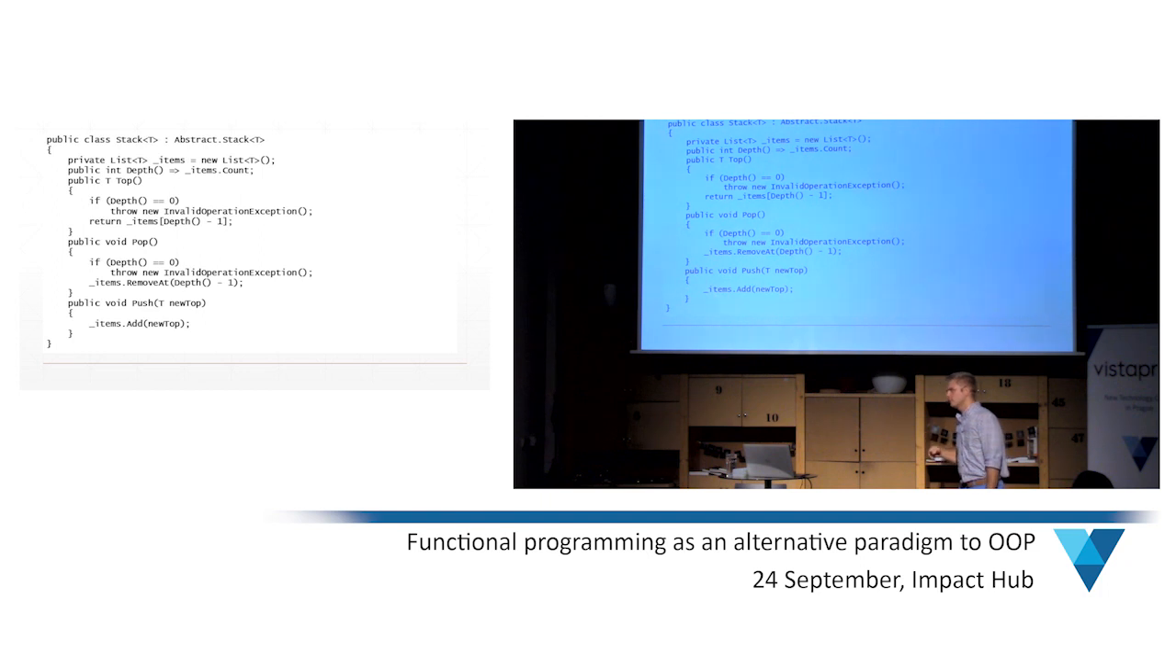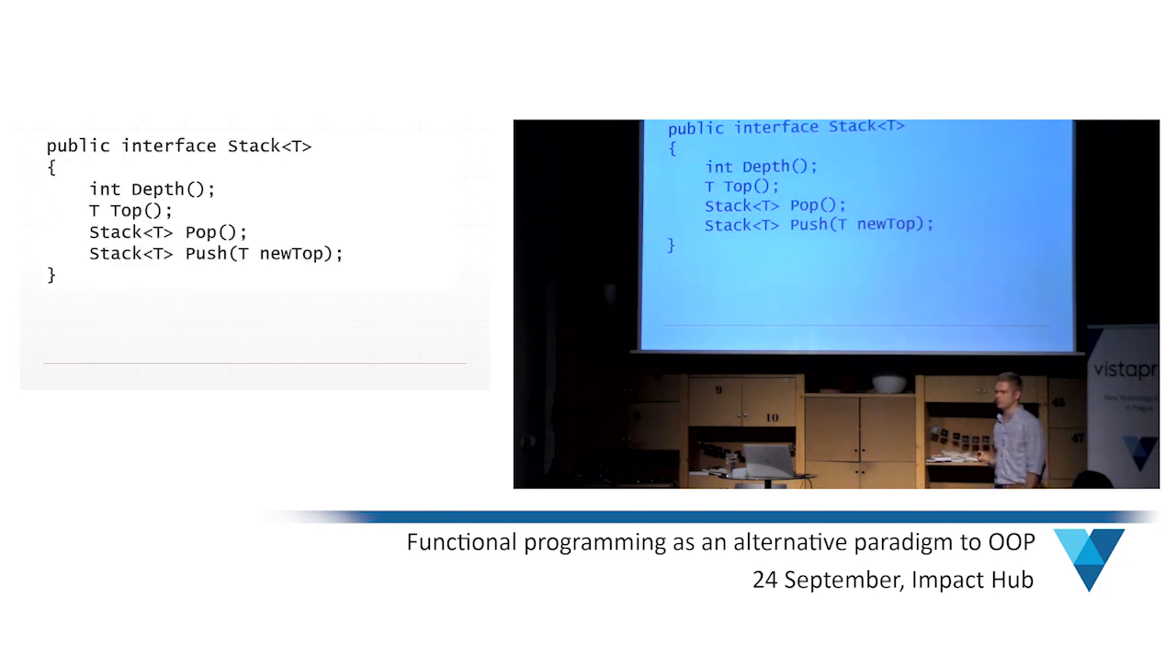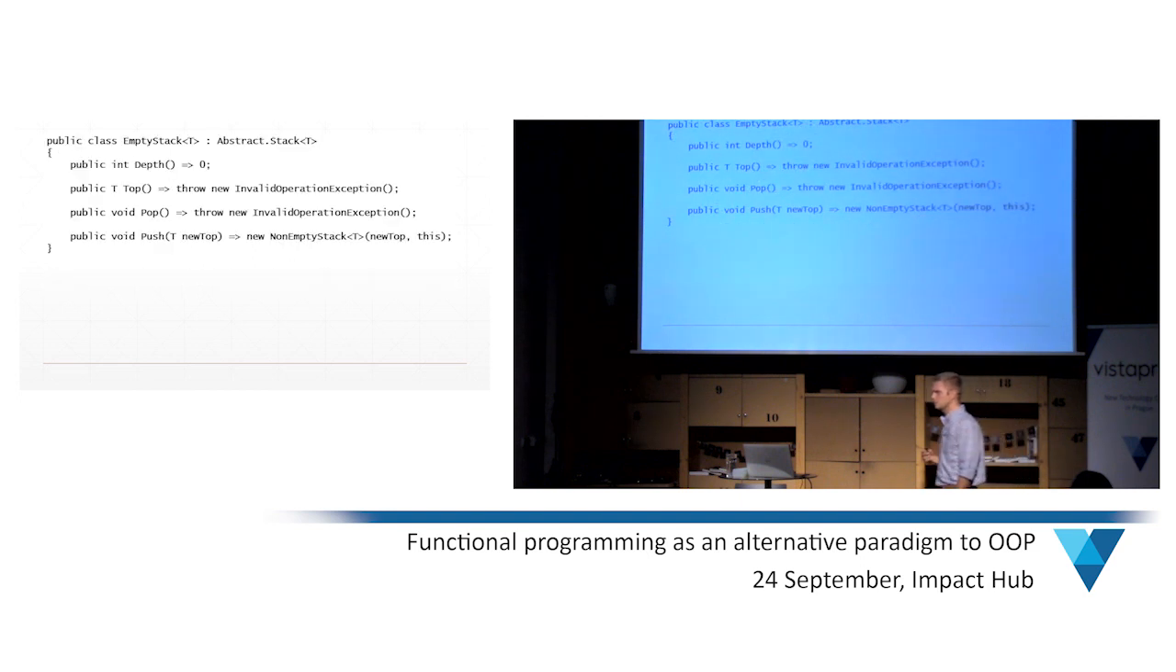What if we create another interface, and those methods have a return value of stack? So they don't mutate or update anything. They just return a new stack instead. Then we could implement two different stacks, an empty stack, which always returns zero for depth. We don't even need to check anything. That's always zero.